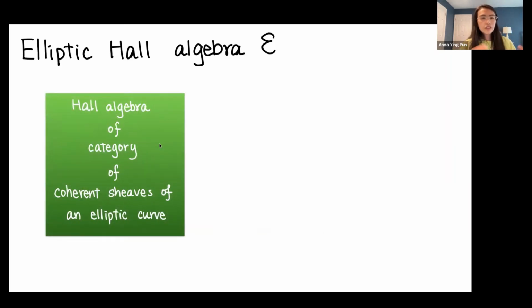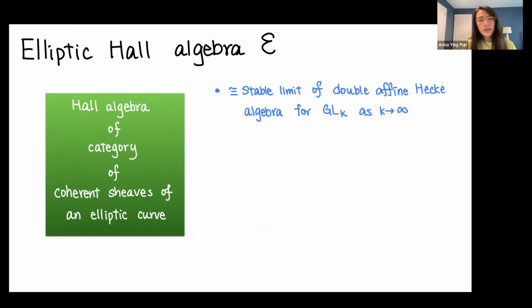So these are just the definitions of what they are. The elliptic Hall algebra, AKA the Schiffmann algebra, is just the Hall algebra of the category of coherent sheaves of an elliptic curve. And for me, I am not very good at the geometry. What I know is that this is isomorphic to the limit of the double affine Hecke algebra for GL_k as k tends to infinity. And the only important thing here for this talk is that it has two parameters, m and n. That's the only thing that I want you to know.